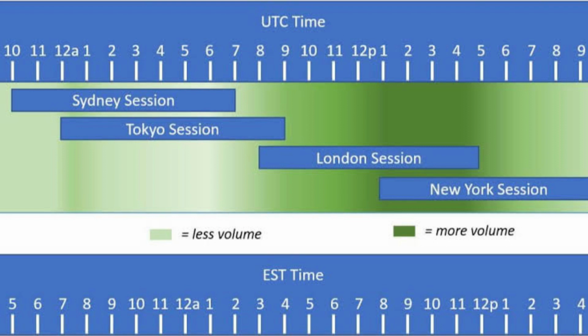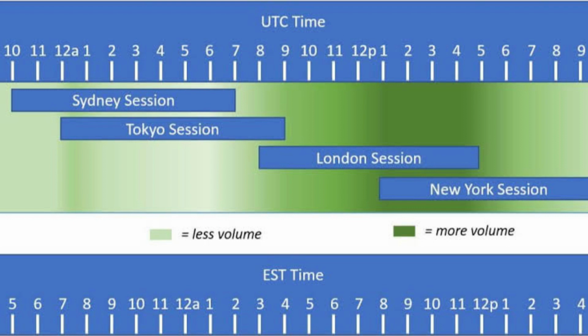Overlaps are when two sessions are trading at the same time, and we often have the highest volume during this period. For example, between 8 a.m. and 9 a.m. when the Tokyo session is about to close and the London session is about to open, and also between 1 p.m. and 5 p.m. when both the London and New York sessions are open. These periods are always characterized by high moves in the market.